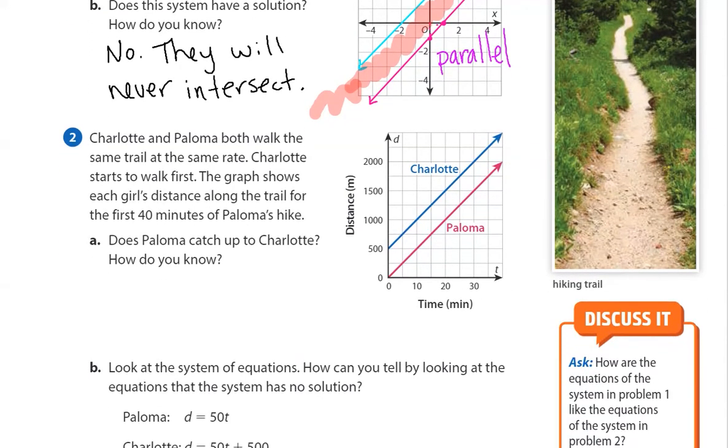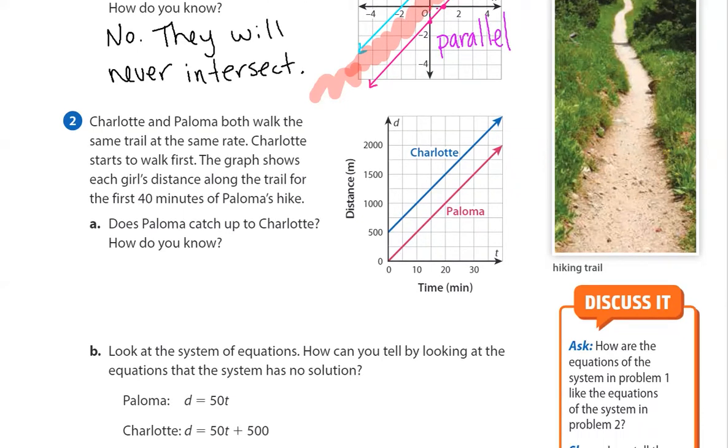Okay, we've got two more parallel lines here for Charlotte and Paloma. Charlotte and Paloma both walk the same trail at the same time. Charlotte started walking first. The graph shows each girl's distance along the trail for the first 40 minutes of Paloma's hike. So by the time Paloma had started, Charlotte was already 500 meters down the trail.